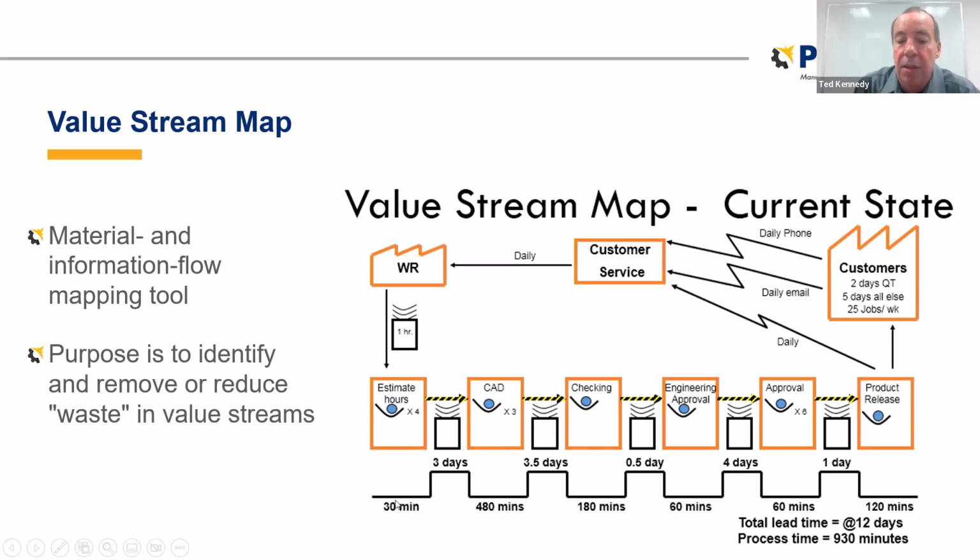Each one of these has time put down on it, as you can see. So the estimation time takes 30 minutes to get an order through. There's 3 days of delay between these 2 because there's a stack of orders waiting to be processed for the CAD person. The CAD person takes 480 minutes. There's another stack of orders between these 2 waiting to be processed, a queue of 3.5 days. They spend 180 minutes, half a day, and a queue here. And so as you can see, that's how it goes through the system.